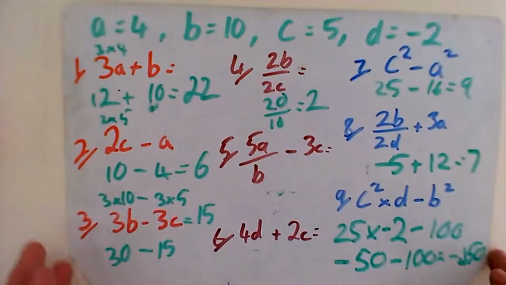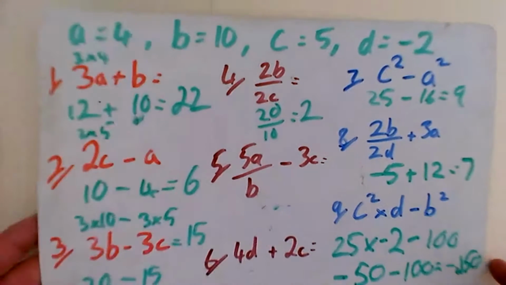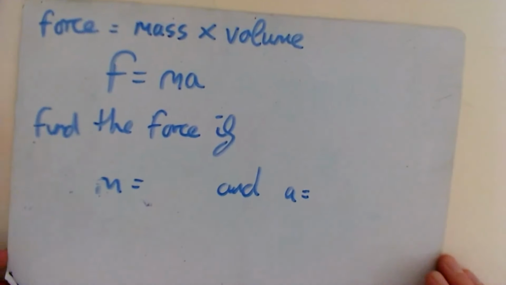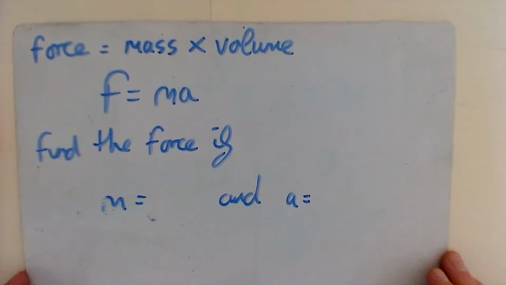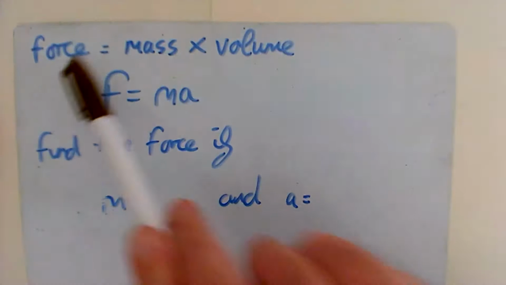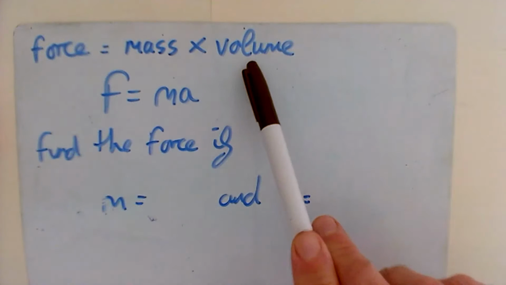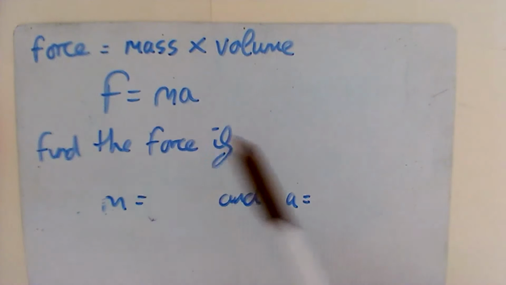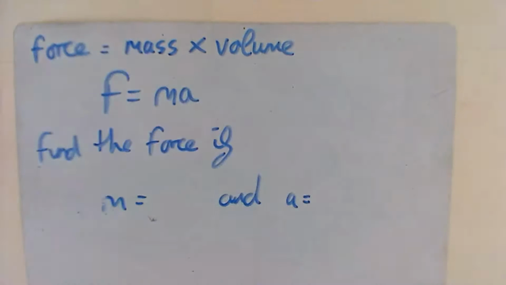Now, the whole point of substitution, in fact, you do use substitution a lot when it comes to physics. And I'm sure you probably already have, where you're given a physics equation on how something is done, and you have to work through it, isn't it? So let's have a look at this physics equation. If you want to calculate force, you take the mass and you times it by the volume, and use the formula F equals ma. Remember the invisible times sign. So force equals mass times volume.